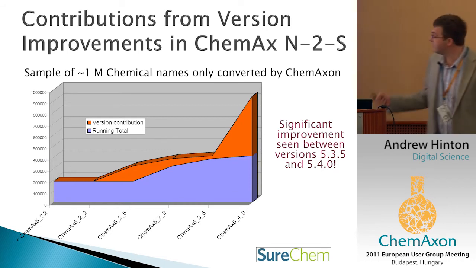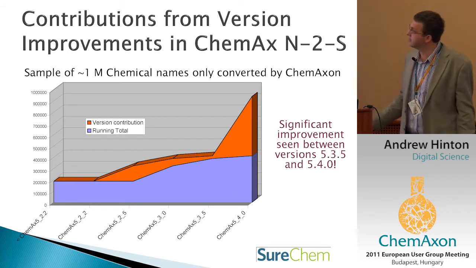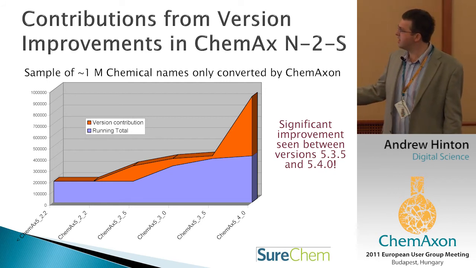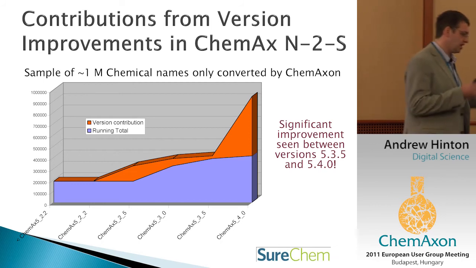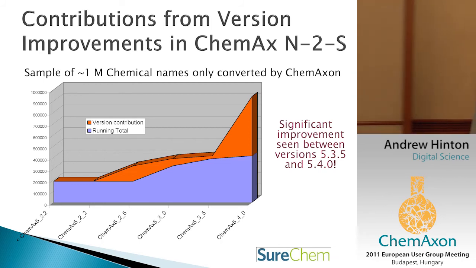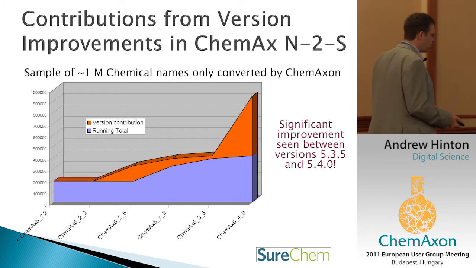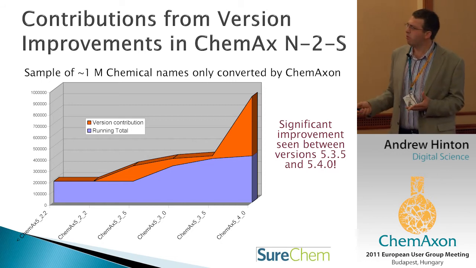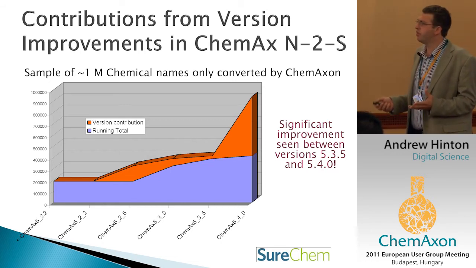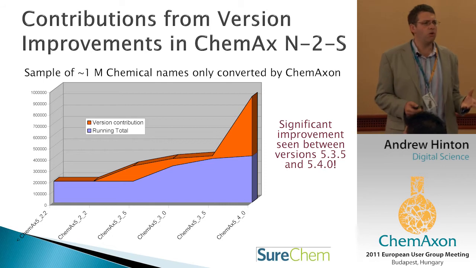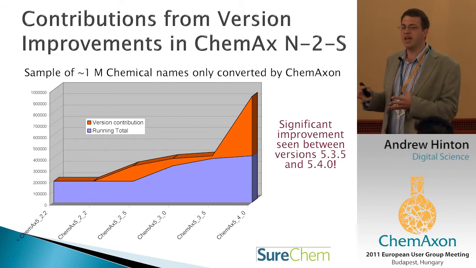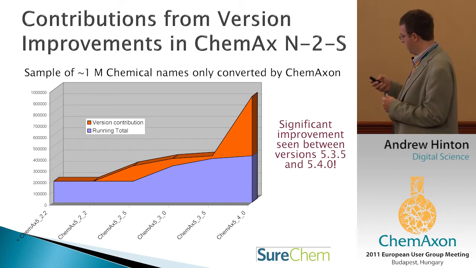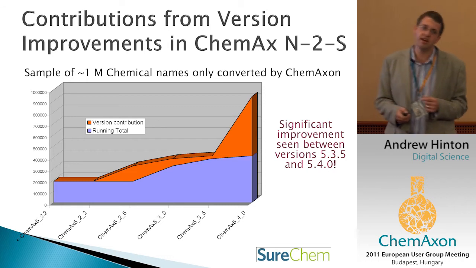So this leads me to the final type of analysis that we did. We basically took the 7% of chemical names that ChemAxon was only able to generate a structure for. And we wanted to ask the question, well, this was using 5.4. If we were to use 5.35 or earlier versions, what proportion of those names today would we have been able to use? And this is a retrospective analysis of the improvements that Daniel and his team have been performing.